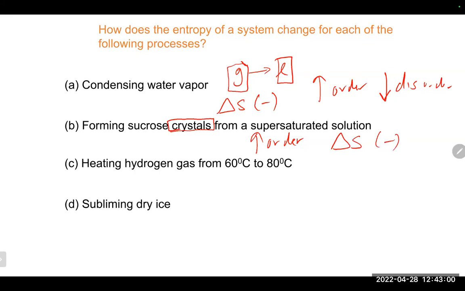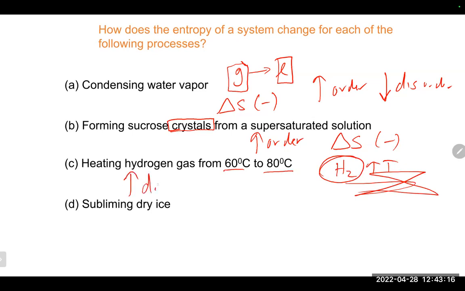For C, we're heating hydrogen gas from 60 to 80. So we have hydrogen gas. When we heat the temperature, I would expect it to start flying around a lot faster. That should increase the disorder in this case, and that would then mean that we're going to end up with a delta S value that is greater than 0, or positive, in that particular case.